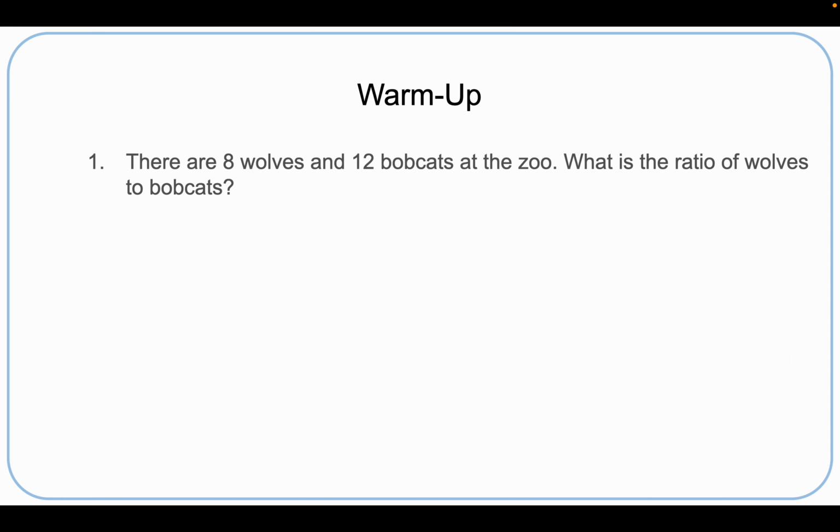Here's a quick warm-up problem that we're just going to do together. There are 8 wolves and 12 bobcats at the zoo. What is the ratio of wolves to bobcats? So pretty simple. The ratio is 8 to 12, which we write as a fraction, but we can reduce that down. If we factor out a 4 from each one, we can reduce that to 2 to 3. The ratio is 2 to 3.